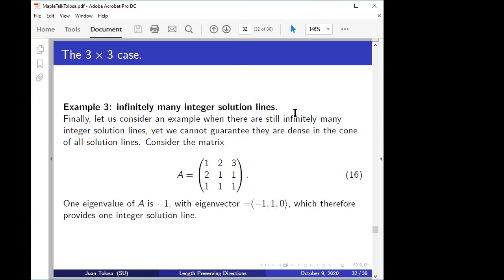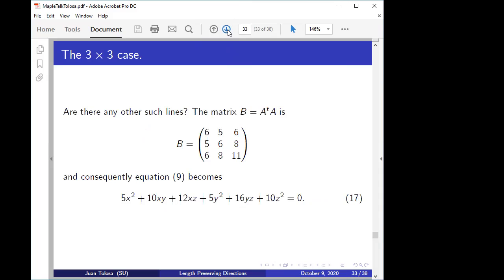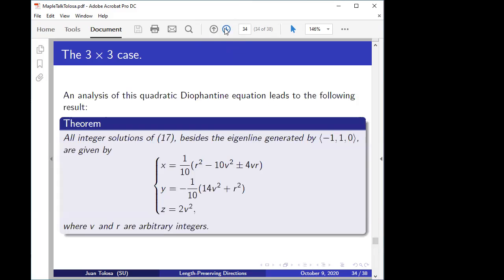The last example is a sort of in between. There are infinitely many solutions lines, but they are not necessarily dense. This matrix is no longer symmetric, but when we write the corresponding symmetric matrix B and the Diophantine equation for the cone, and when we try to solve, we get this interesting result.